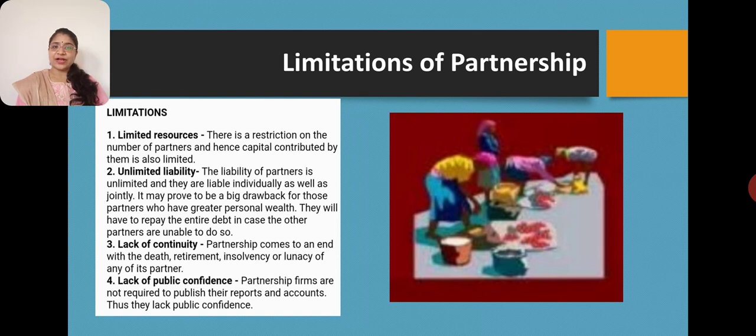Next comes lack of continuity. Now, why lack of continuity? Because the partnership comes to an end if there is the death of a partner, retirement of a partner, lunacy of a partner, bankruptcy or insolvency. So the partnership will come to an end, and with mutual understanding, if they want, they can make a new agreement and start a partnership. So this is also a demerit of partnership.